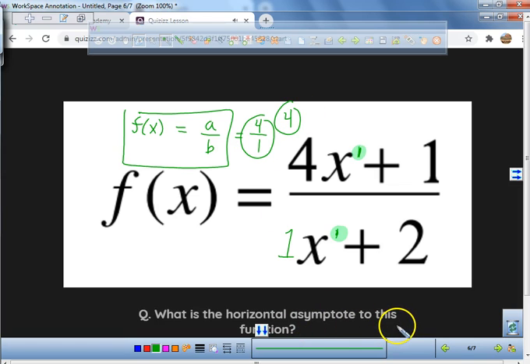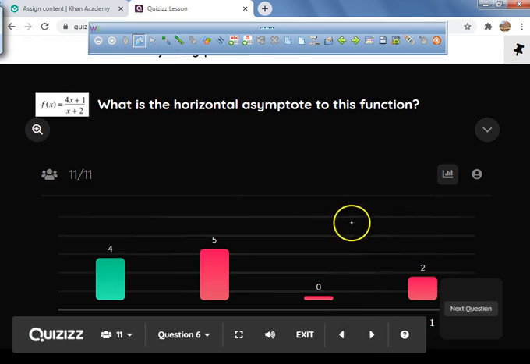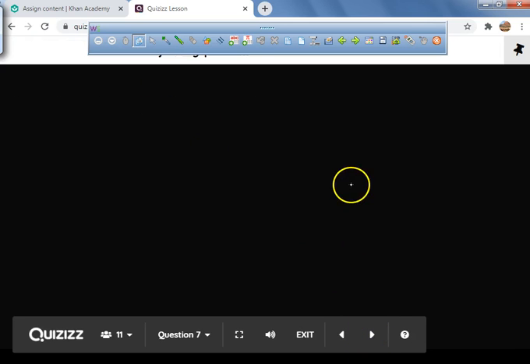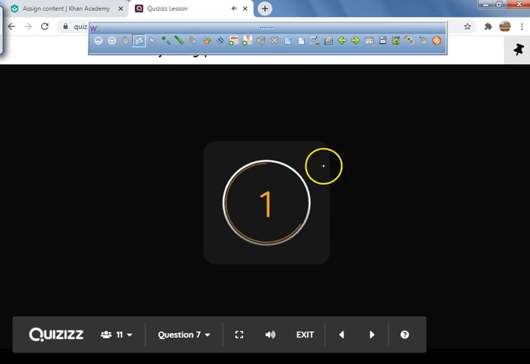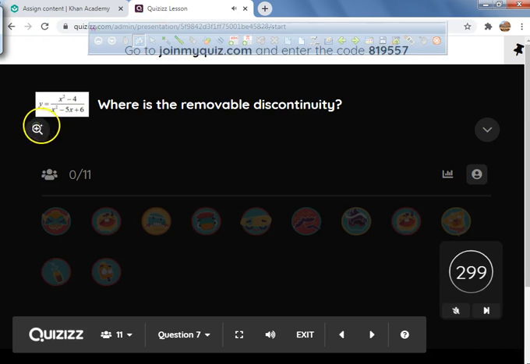It's that easy. Well, by the way, if you get it wrong today, is that going to impact your grade? No, because you're here and you're playing. All right, next one.